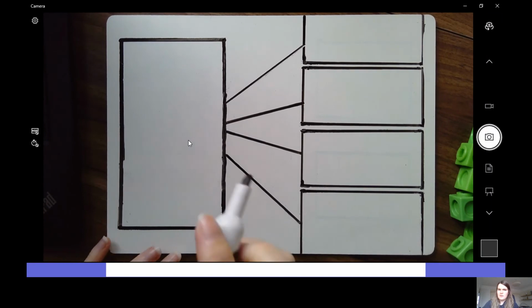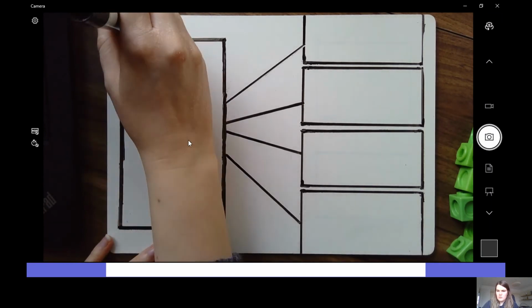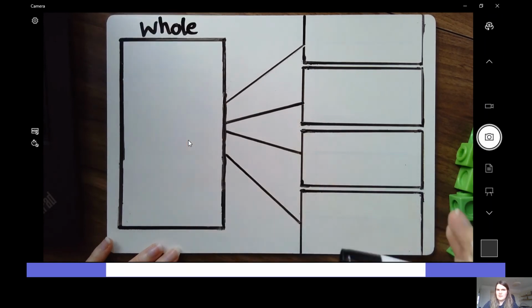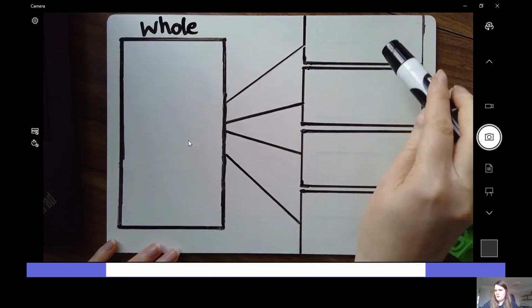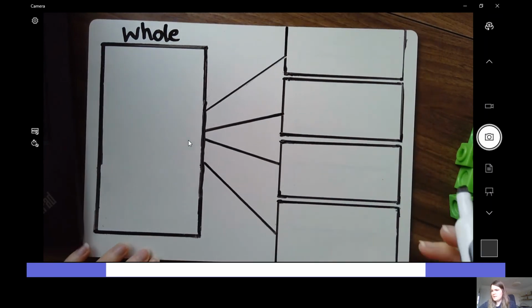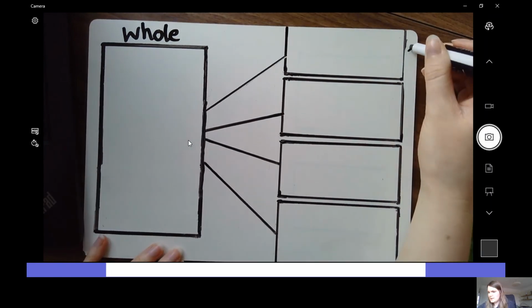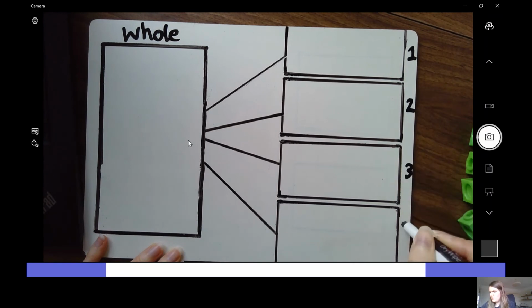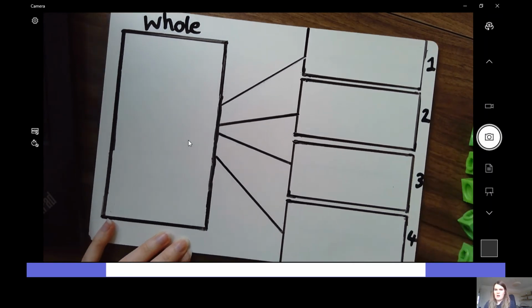Fantastic. Remember, this is our whole up here. And these are our parts. I've got 1, 2, 3, 4. I'm going to write that very tiny in the side next to you. 1, 2, 3, 4. They are my parts.